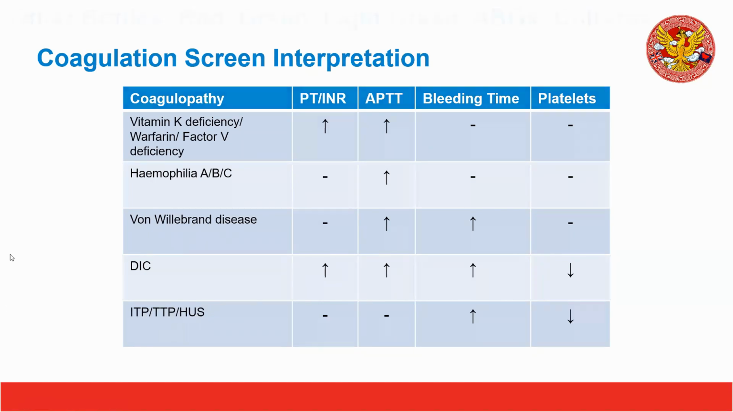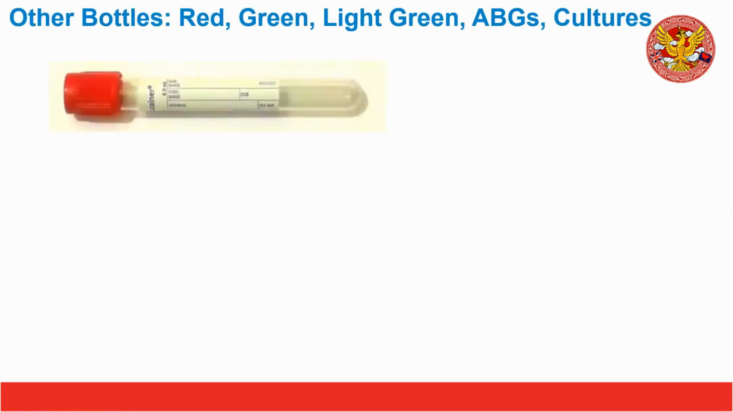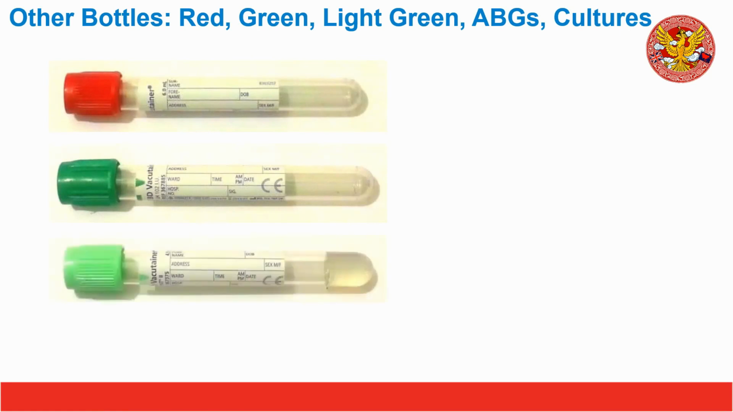and your APTT. And then just to mention other blood bottles that you might come across, but they're a lot rarer, are your red bottles, which do a few more specific biochemistry tests. Your dark green, which they look for insulin or ammonia levels. Light green, honestly, hardly ever used, and it's different between trusts, and sometimes done for specific biochemical tests.